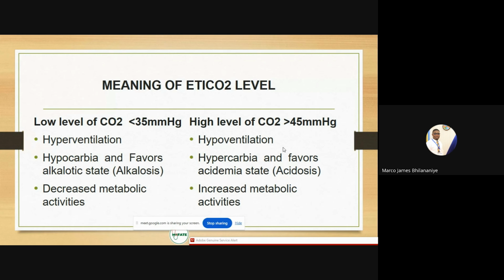For a high level of carbon dioxide, above 45 millimeters of mercury, it means that you are hypoventilating, and this usually happens to a patient with apnea, or sometimes you might have weak respiratory effort. So this defines hypercarbia and favors an acidemic state, meaning acidosis. Also, it might be an indication that the metabolic activity in our body has increased, meaning that the carbon dioxide production is high. Next slide.